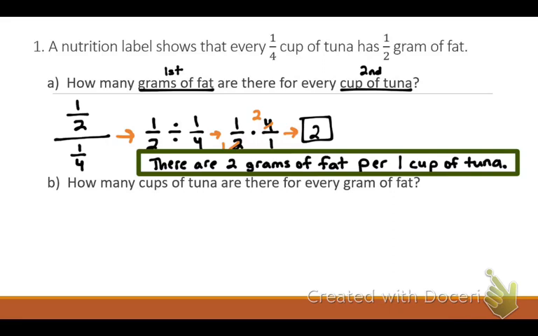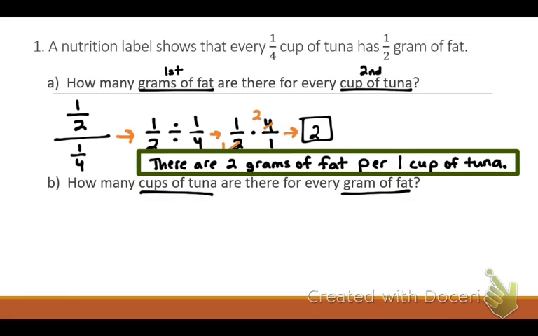Now looking at problem B, it says how many cups of tuna are there for every gram of fat? What looks different about question B versus question A? They flipped it. They're asking me for something different first. Does order matter when we're doing a problem like this? Yes, it does. It matters very, very much. So here you can see cups of tuna came first, and then the grams of fat come second.